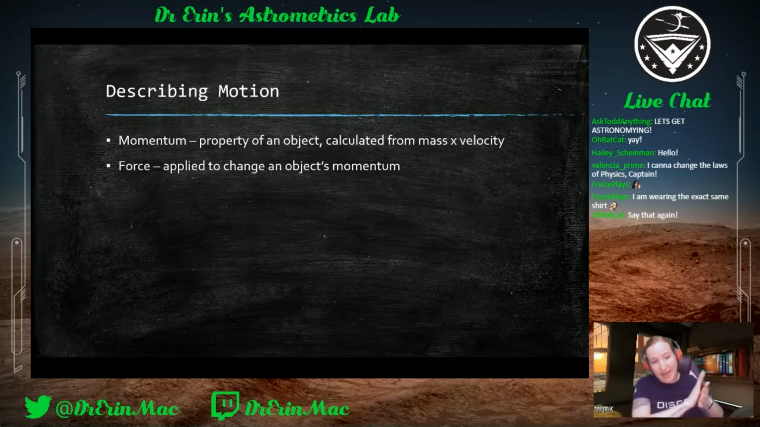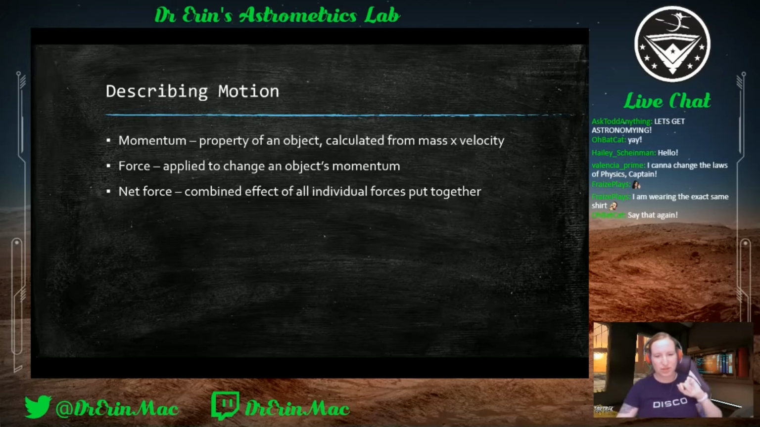This is where we get F equals ma, right? Because you have the change in velocity over time is acceleration. A force is what's required to make that change. We'll do Newton's 3 laws next. Net force is where you combine all those forces together.